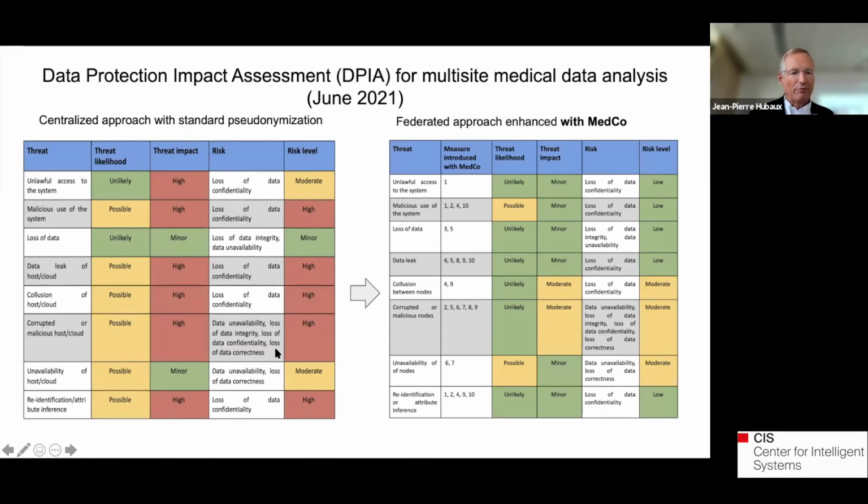The situation before is the one shown here on the left, which is a centralized approach with standard pseudonymization, and what is achieved once we introduce Metco. There are a number of criteria in terms of unauthorized access to the system, malicious use, and so on. I'll spare you the details, but as you can guess, red is bad, green is good. And if you're interested in reading the DPIA, a thick document in legalese, please let me know.